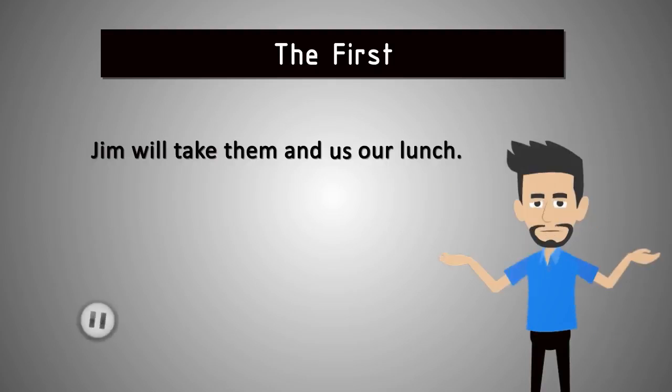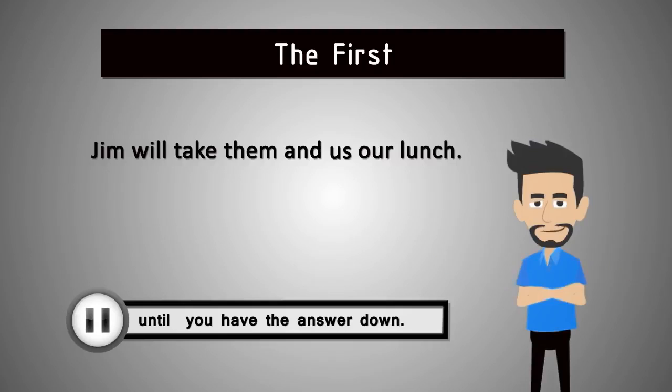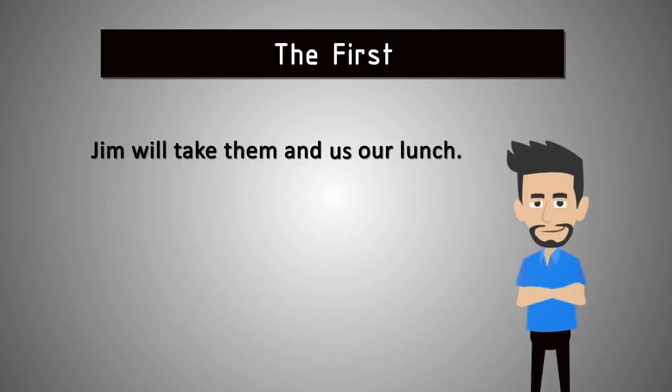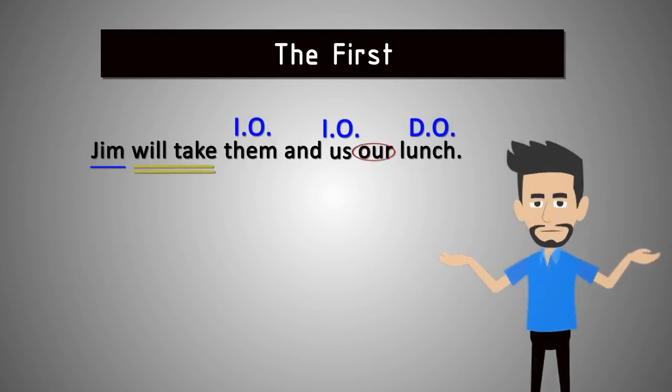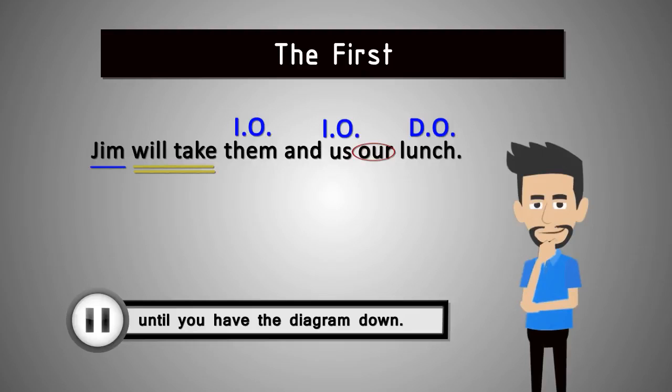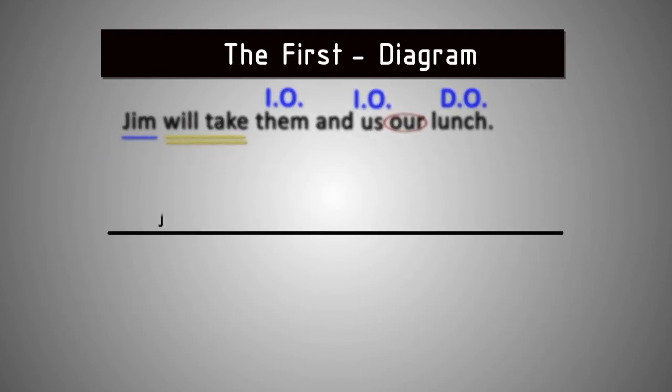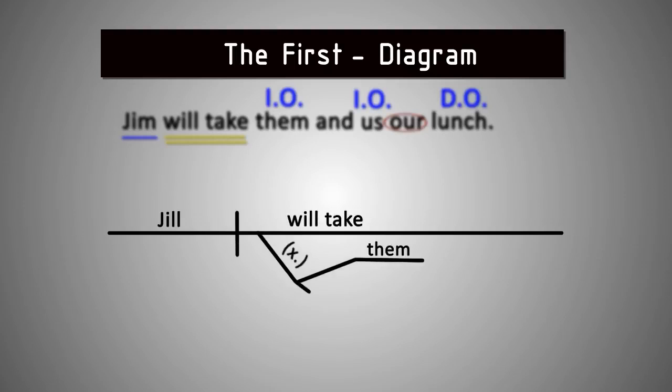How do you mark this sentence? Here's the marking. How do you diagram the sentence? Here is the diagram. So you can see, because we have a compound indirect object, it has to be diagrammed like this.